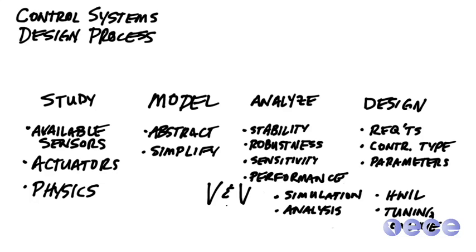And you might end up having to tune your system online. So this goes back to the robustness and sensitivity of your system. If you made simplification assumptions that turn out to not match your hardware, you may need to change some of your gains and parameters in the design.